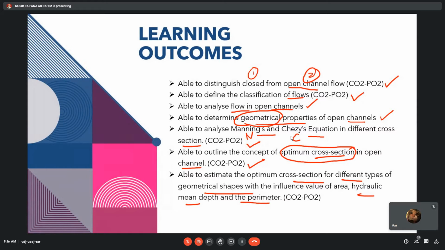Okay, so for topik uniform flow ni, dia sebenarnya tak susah. Yang penting kena tahu untuk analyze setiap cross section dan equation apa nak guna. Itu yang main point dia untuk topik uniform flow, dia tak complicated sangat. So kalau ada soalan boleh terus tanya kalau tak faham ke.